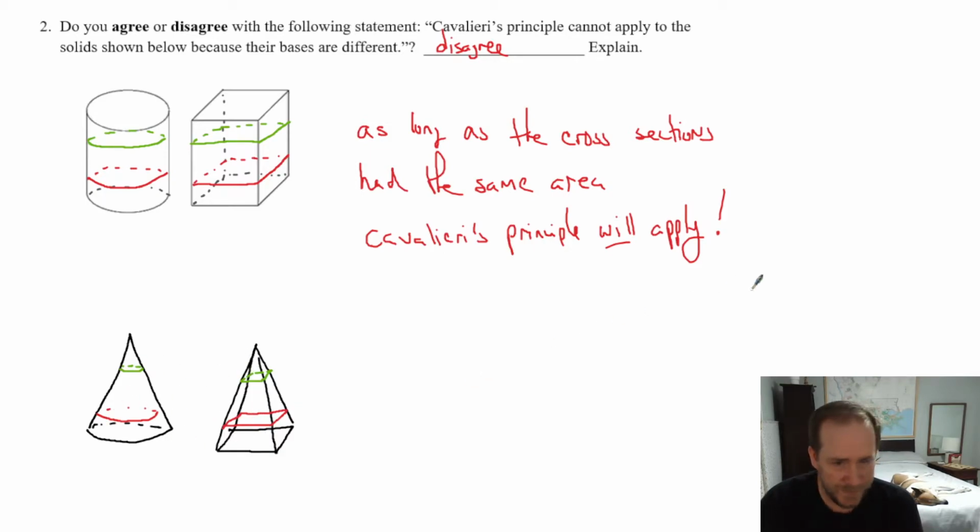So the green would be the same as the green, the red would be the same as the red, but I'm not saying they're all the same. I'm just saying that every pair of cross sections is the same. So here's a medium-sized cross section in blue. Here's another medium-sized cross section in blue. And again, they're equal. So green equals green, blue equals blue, red equals red. That's all that matters for Cavalieri's Principle to apply. And again, I'm over-explaining this, I'm sure, but hopefully you guys understand.